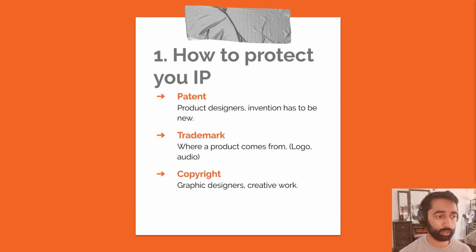And then the next one is trademark. You guys probably heard of trademark also. Trademark is basically where a product comes from. So, for example, logos or even an audio could be a trademark. So, a jingle or something like that. So, that's basically trademark. All right.